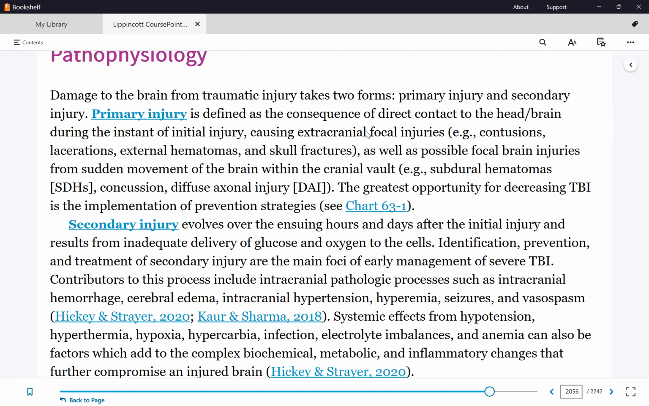No, that means they sustained moderate to severe injury. Now let me discuss the secondary injuries, so that it will make more sense. Any question about the primary injury?